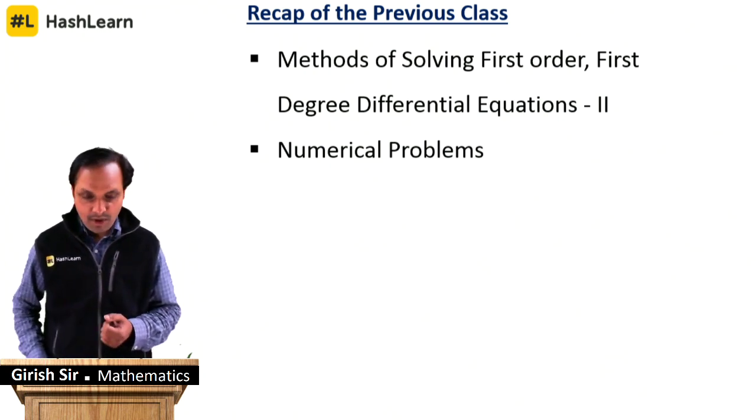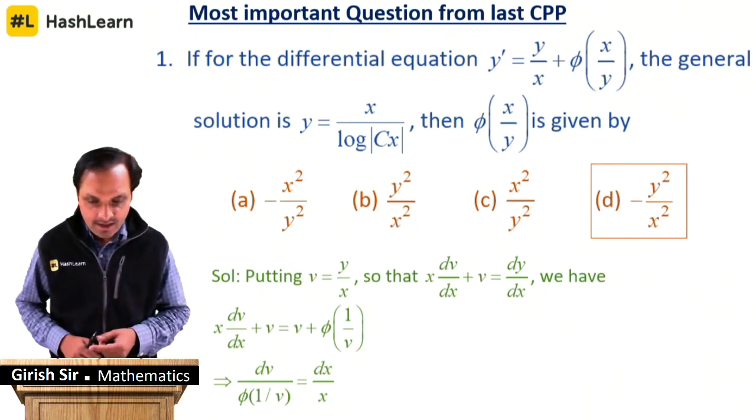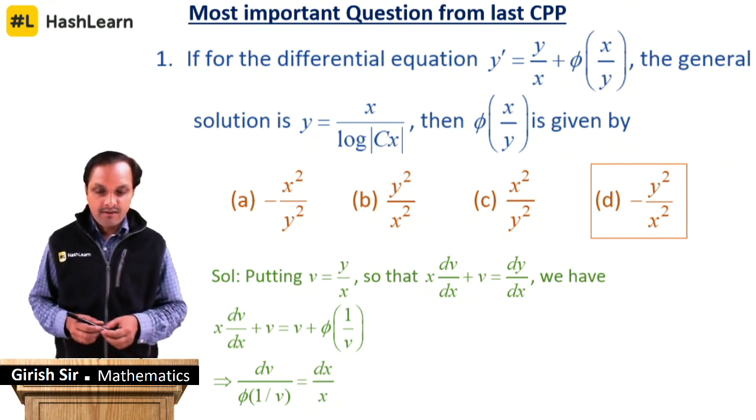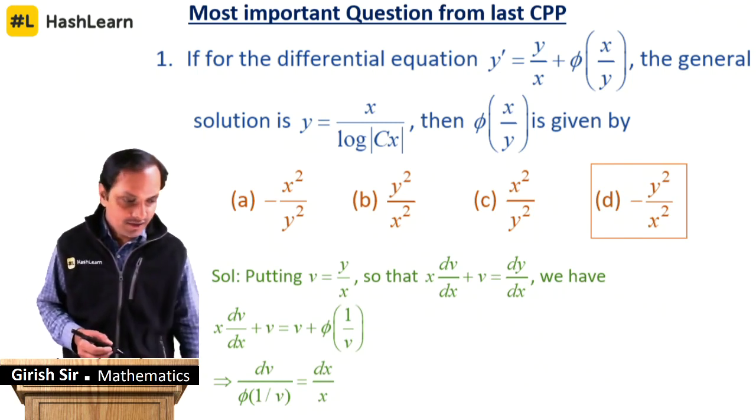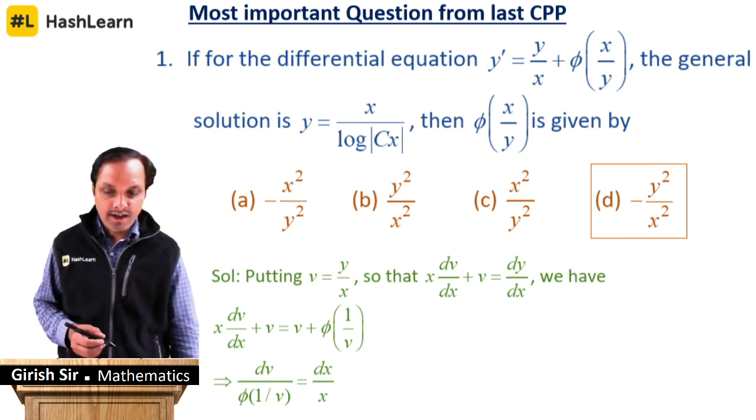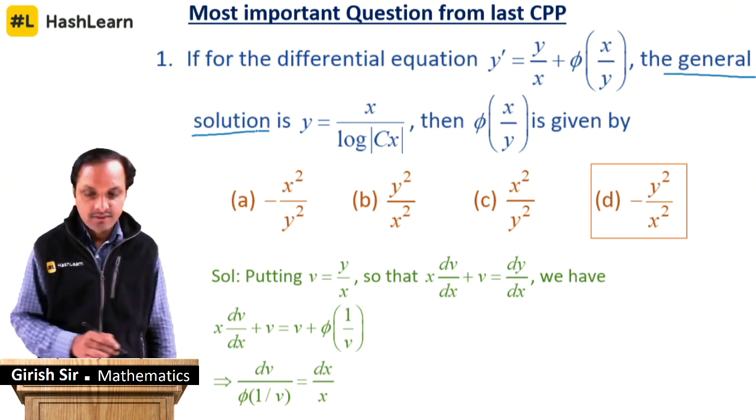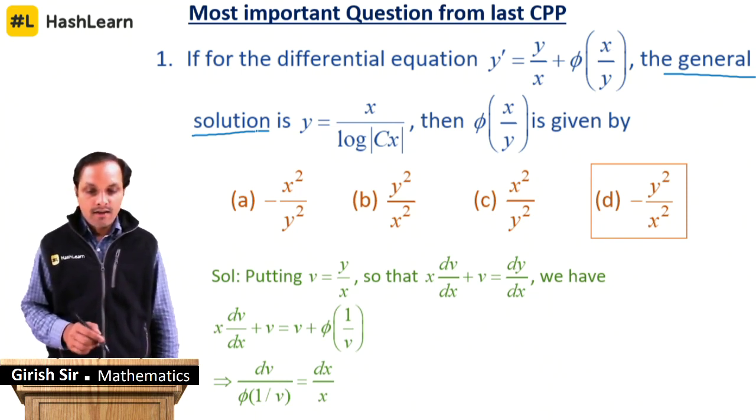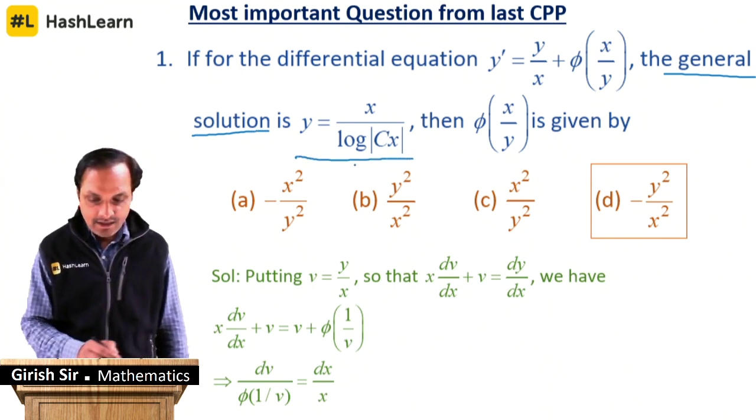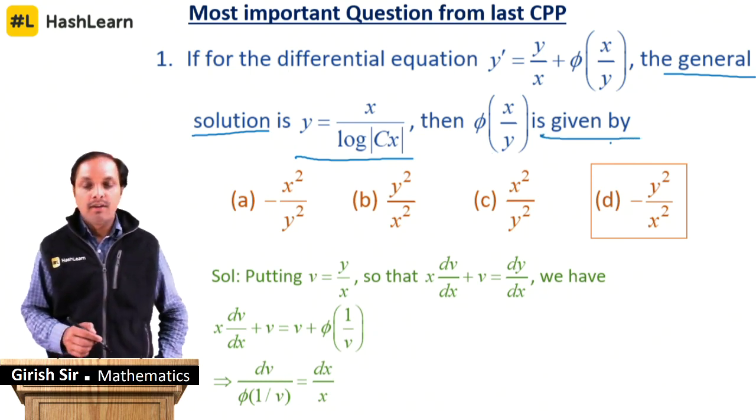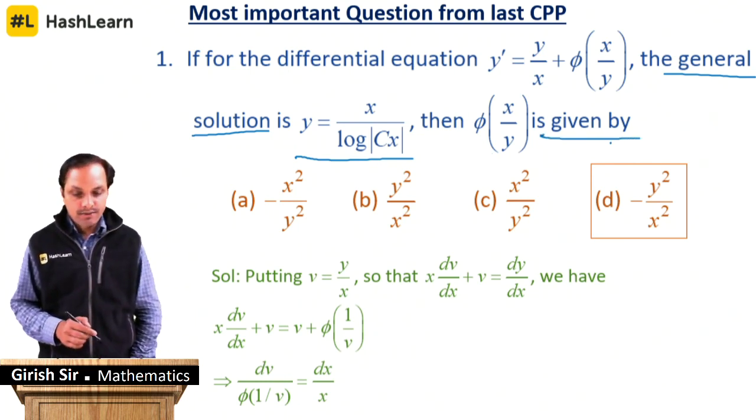Here is one problem from that class practice pack which is very important, where you need to find the general solution, which is given by like this. Then what is pi of xy by is given by what? So for that, what do you need to do?